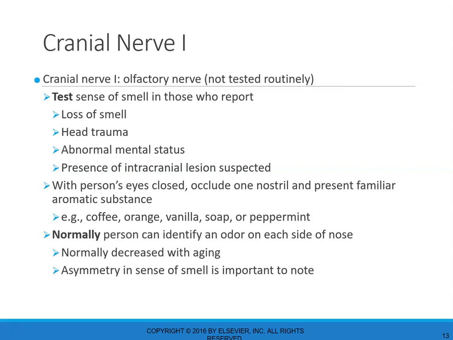Some examples of that asymmetry would be a sinus infection or upper respiratory infection, where they have occluded passageways, a smoker, someone who uses illicit drugs like cocaine, or someone who has allergies.